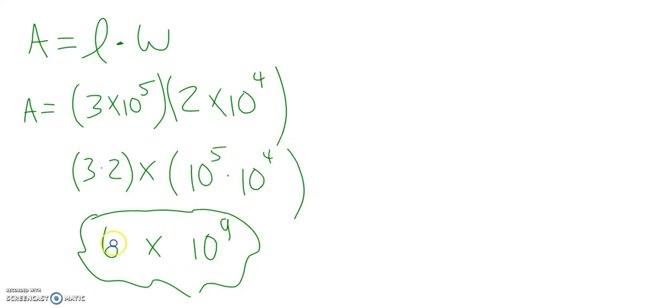Scientific notation is when you have a single number that's less than 10 and greater than 1 times some power of 10. So this is a really big number with 9 zeros after it. It's just a short way of writing really big numbers. All right.